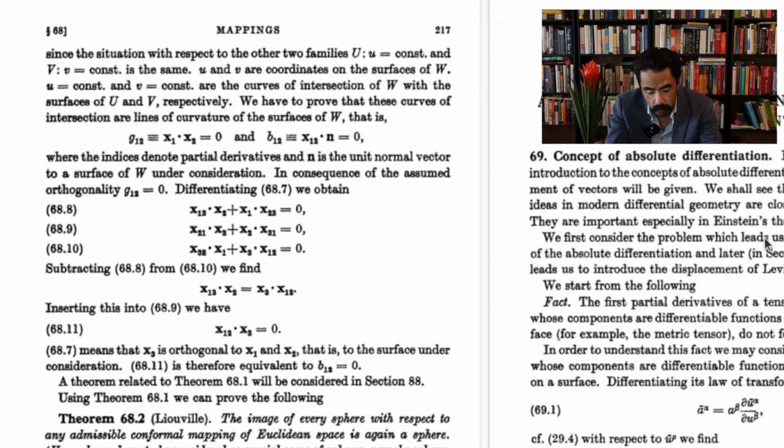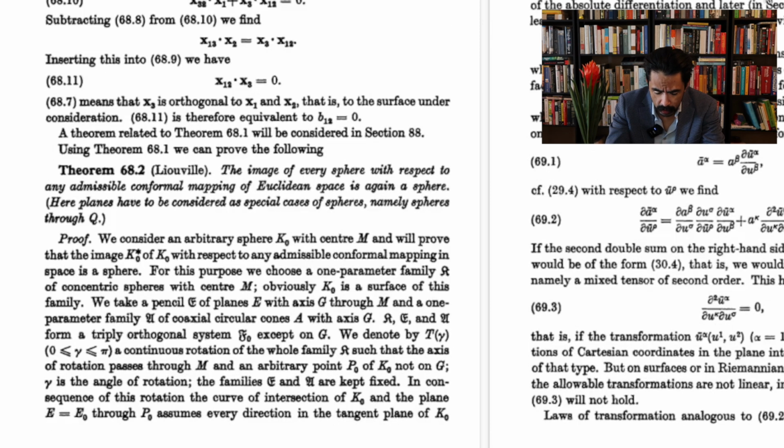A theorem related to the just stated theorem of Dupin will be considered in forthcoming section 88, which is on center surfaces of a surface. Using the theorem of Dupin that we just stated, not to be confused with an earlier theorem of Dupin, we have theorem 68.2, the theorem of Liouville. The image of every sphere with respect to any admissible conformal mapping of Euclidean space is again a sphere. Here, planes have to be considered as special cases of spheres, namely spheres through the point at infinity Q. The proof is as follows.